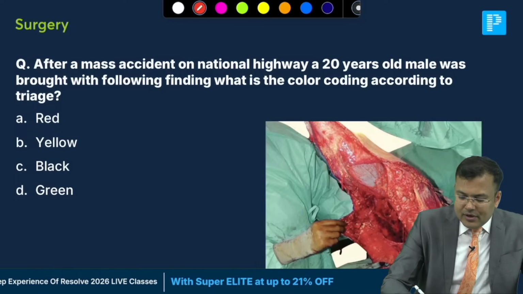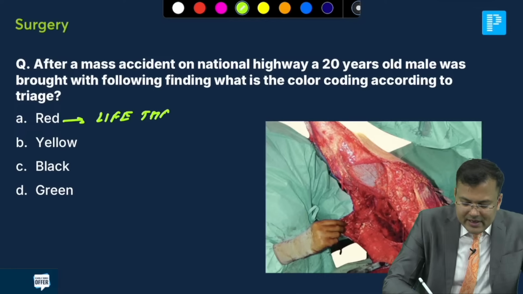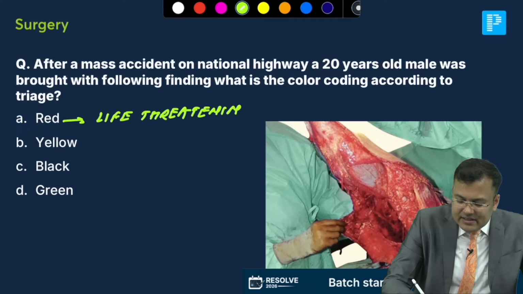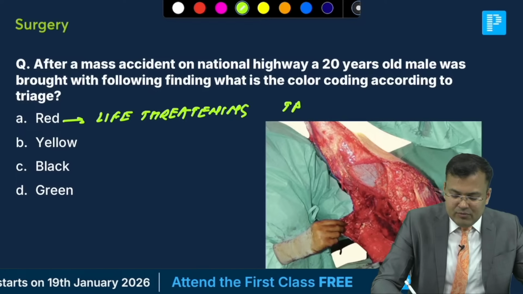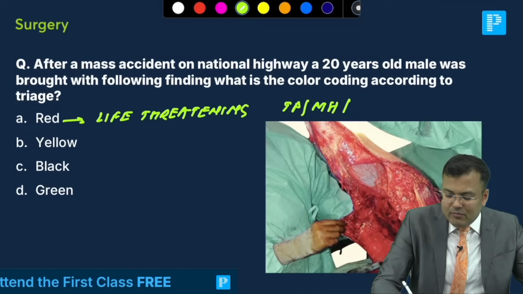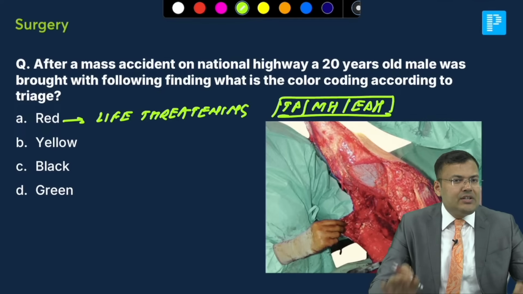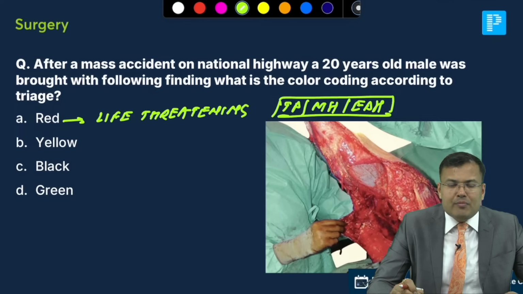Red is for life threatening injuries. Example, red, immediate care, because the patient is having life threatening injuries. Classical example, patients who are having tension pneumothorax, massive hemothorax or EDH, within minutes to hours the patient can die. Tension pneumothorax, massive hemothorax, EDH, immediate care should be provided.